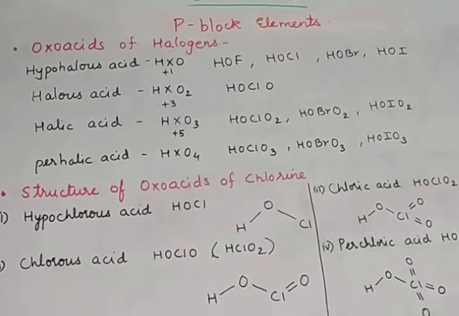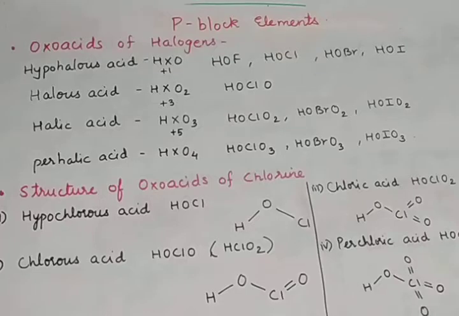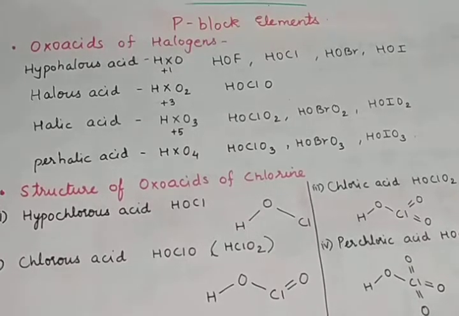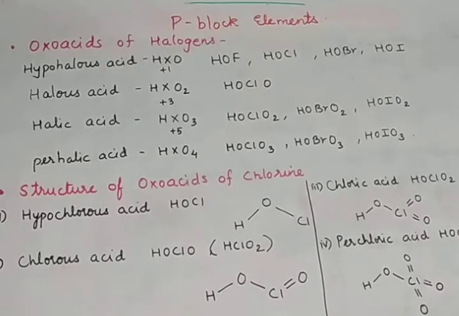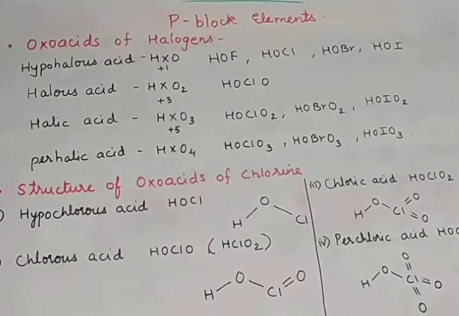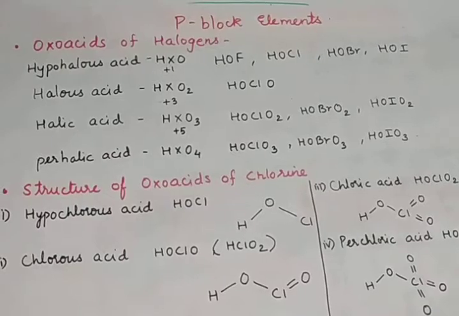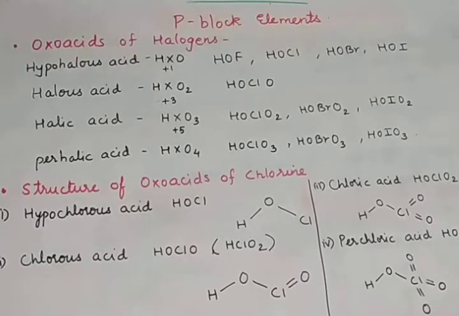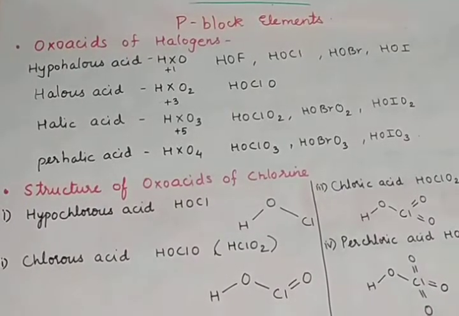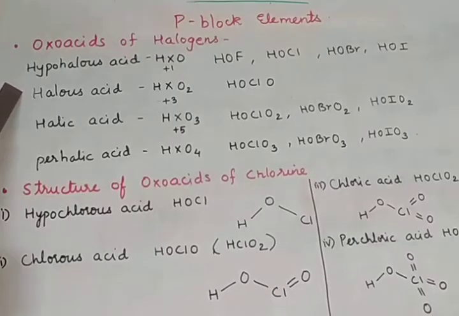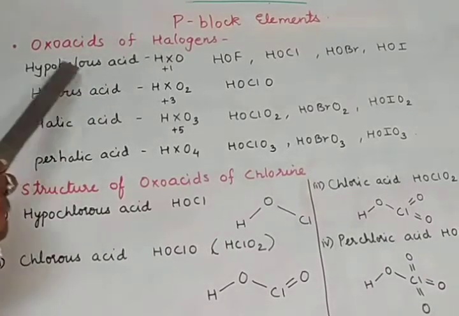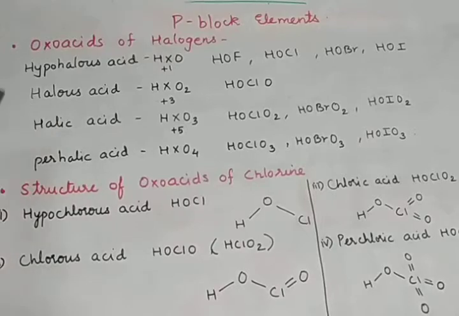That does not mean it is a base. It is an acid, and when the OH is attached to the element, it produces an H plus ion. This becomes an oxoacid. So today the different oxoacids of halogens are to be seen. Halogens can form 4 types of oxoacids.